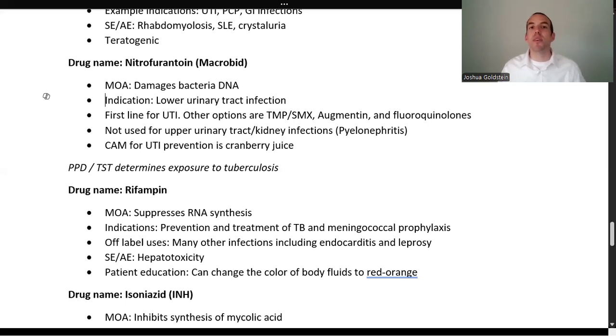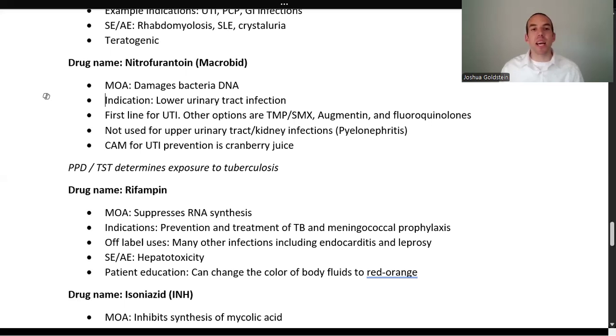If the UTI travels up the urethra and the bladder, up to the kidneys, and now that's called pyelonephritis, this will not help. Just an FYI, there is something out there called cranberry juice that most of you have probably heard of that is thought to heal patients that have a UTI. It does not. The evidence shows it can work to prevent UTIs, but it absolutely does not treat an active UTI.